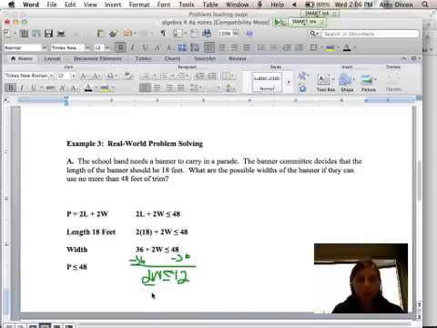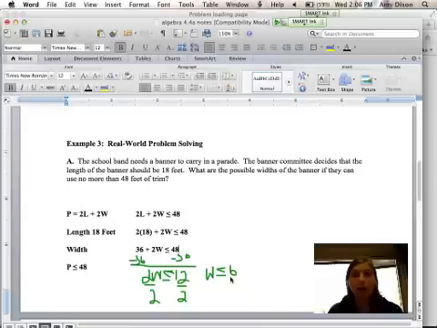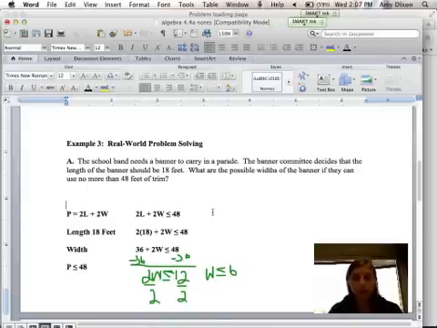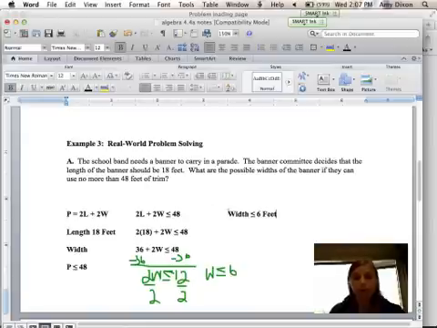And then if we divide both sides by 2, you get W is less than or equal to 6. So what that means is the width for this banner has to be 6 feet or less. So then to answer our question, width must be less than or equal to 6 feet. And so that would be the answer to our problem. And this is how we use inequalities in word problems.